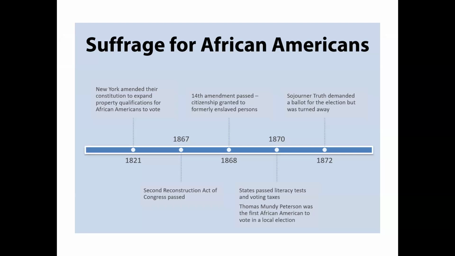Now let's talk about suffrage for African Americans. Before we even get into looking at the 14th Amendment, we have to go back all the way to 1821. New York had actually amended their constitution to expand property qualifications in order for African Americans to vote. African American men had to own at least $250 in property and hold residency for at least 3 years to be able to vote. However, none of these qualifications were in effect for white Americans.